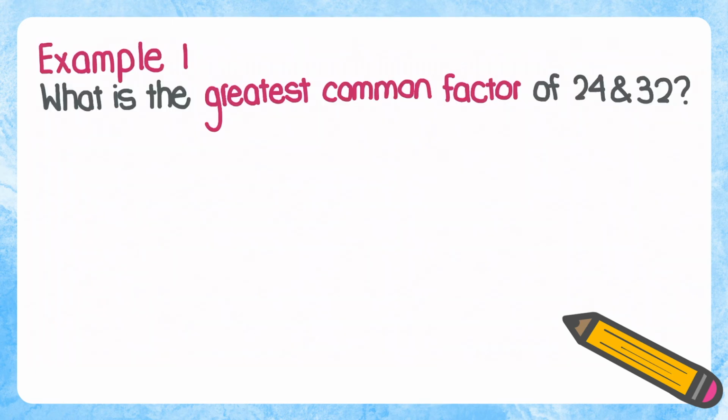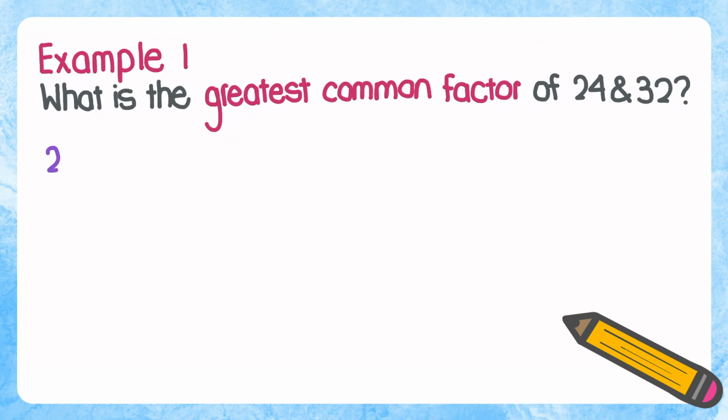For our first example here, we are asked, what is the greatest common factor of 24 and 32? So what's the largest factor that these two numbers share in common? To find out, I'm going to first list out all the factors for both 24 and 32. Try pausing the video and writing out the factors yourselves, and then checking your answers once you're ready.